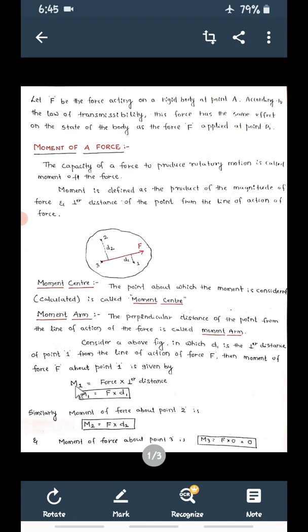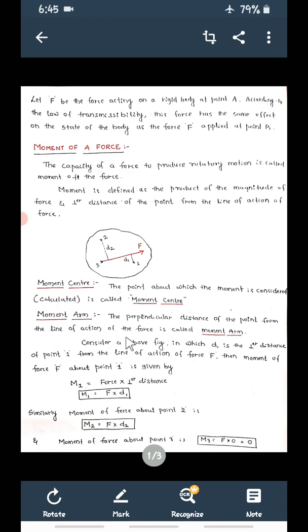So M is the moment about 1, that is M1, is equal to, what is moment? Force into perpendicular distance. Now consider this. What is the force? Magnitude of force is F. And the perpendicular distance between the force and where you are calculating, which is point 1, is D1. So M1 is equal to F into D1: force into perpendicular distance between F and point 1.